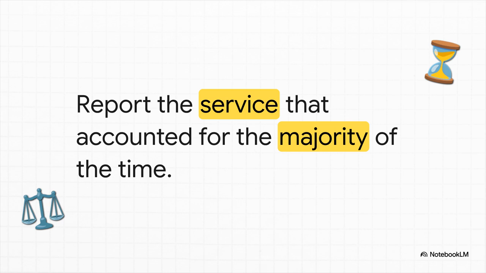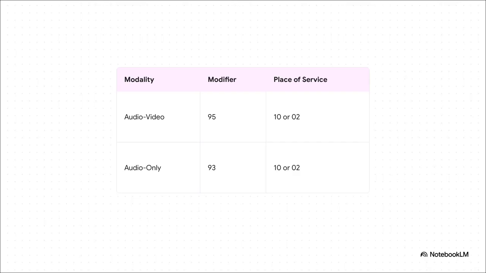So in our little scenario, 20 minutes were on video and 15 were on audio. Because video was the majority of the time, you'd confidently bill from the audio-video block. Pretty straightforward. But if the breakdown was flipped, say 5 minutes of video before dropping to 20 minutes of audio, you would switch gears and bill the audio-only code as long as that total audio discussion still cleared that 10-minute hurdle.